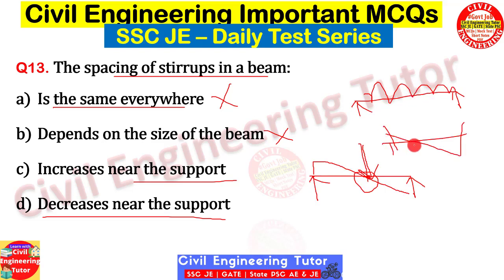You will get this kind of shear force variation: at the supports it has the maximum value, but at the center it is the minimum value. That means we need to provide closer stirrups at the supports, and the spacing of stirrups may be greater at the center. So the correct answer is decreases near the support, because we need to provide stirrups closely to resist the maximum shear force developed at the supports.